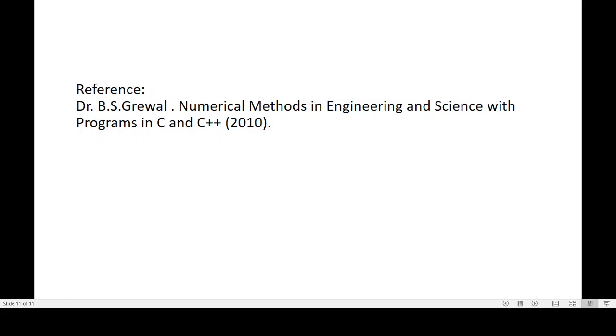Reference book is Numerical Methods in Engineering and Science with programs in C and C++.